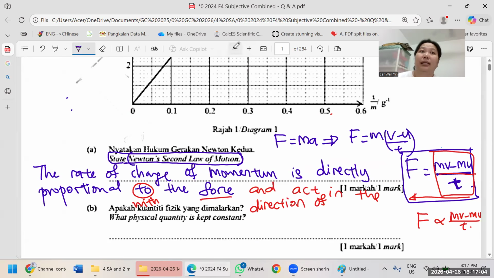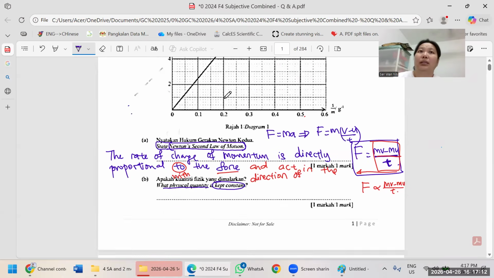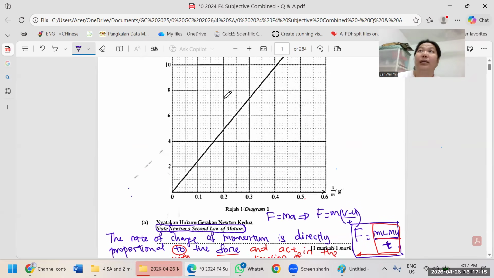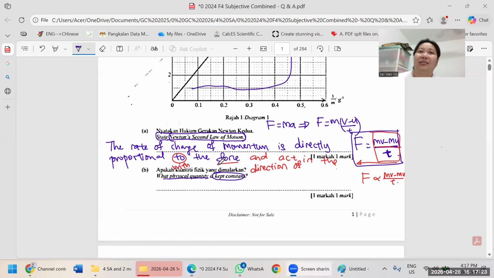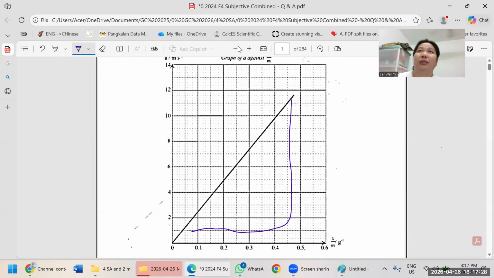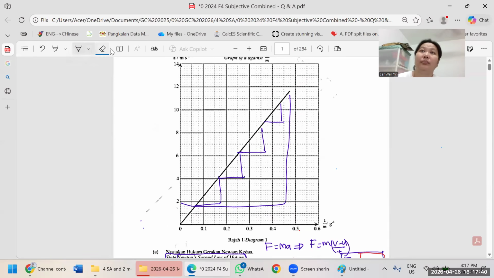Okay, so now this one, what physical quantity is kept constant? The gradient, right? Then what is the gradient? Yes, congratulations, it is force. Why do you say so? Because constant means you can see this gradient is the same as this gradient, same as this gradient, same as the big gradient. This question is quite challenging.